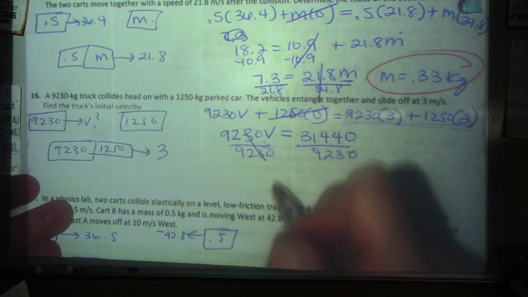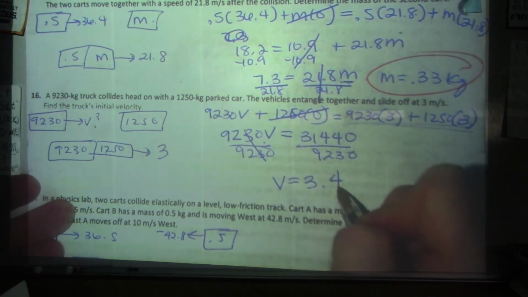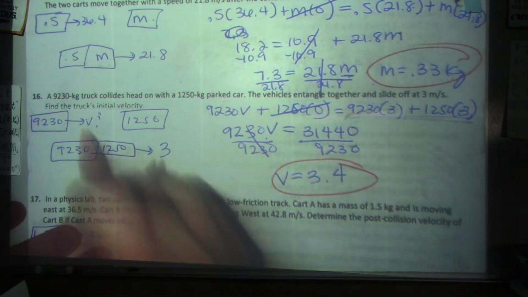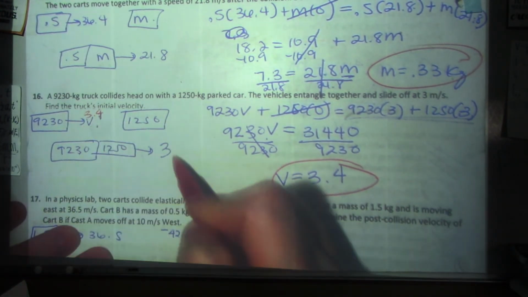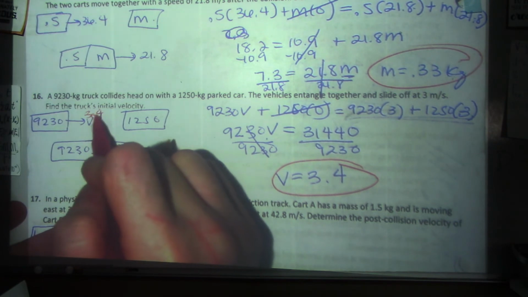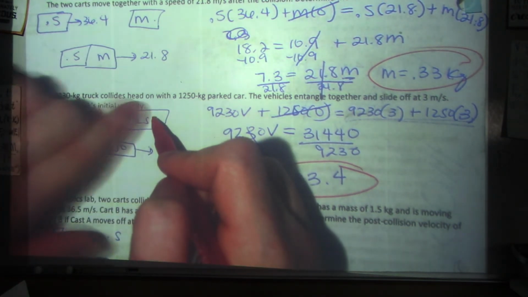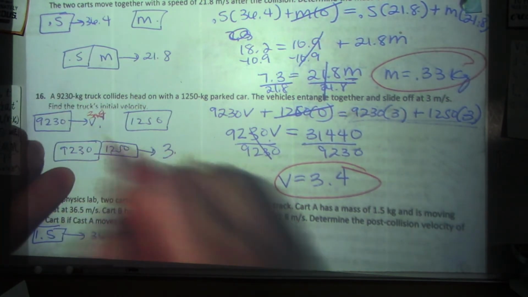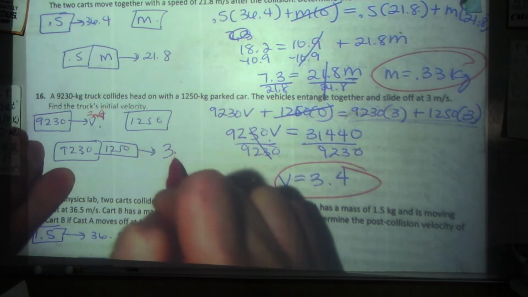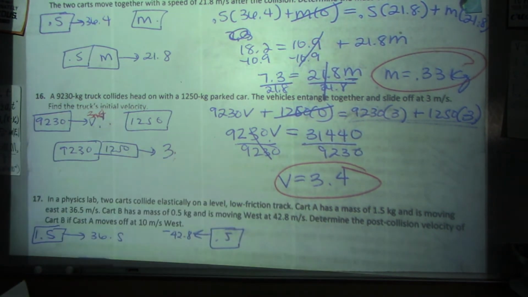And when we divide, we get a velocity of 3.4. And it makes sense that this was bigger than 3 because when it was coming in, it was going faster. Because as soon as it hits the second car, it picks up more mass, so this one should be slower, which 3 is slower than 3.4.